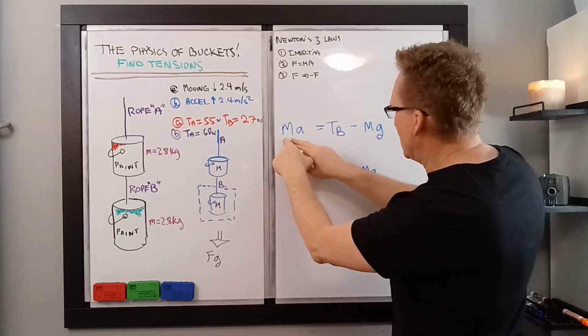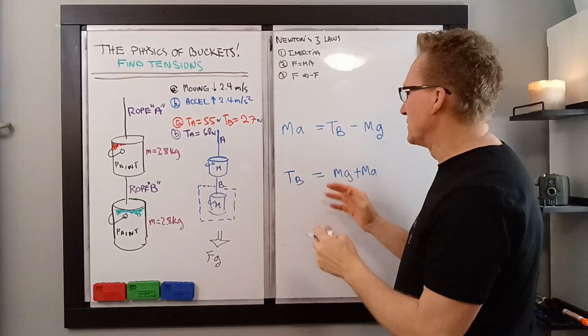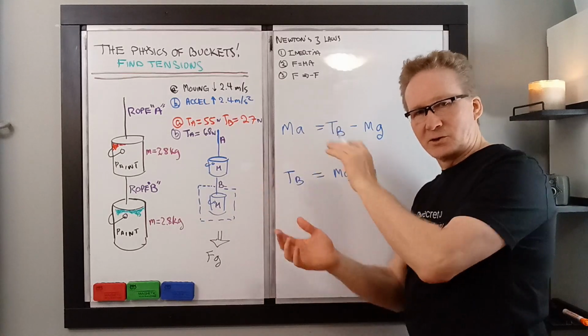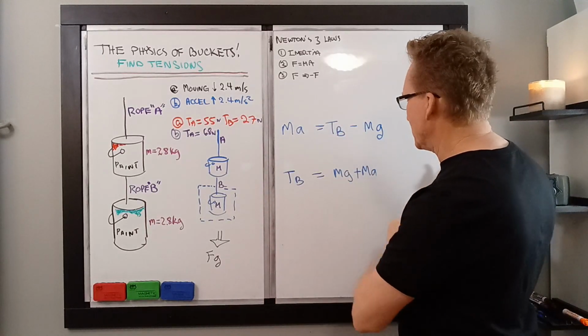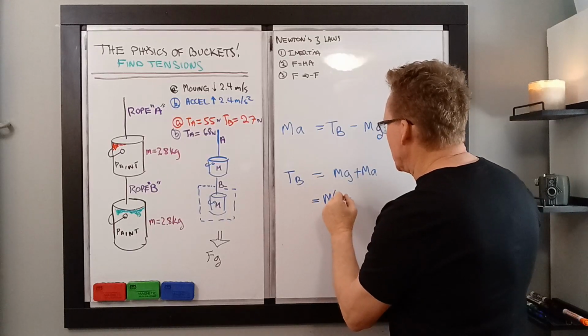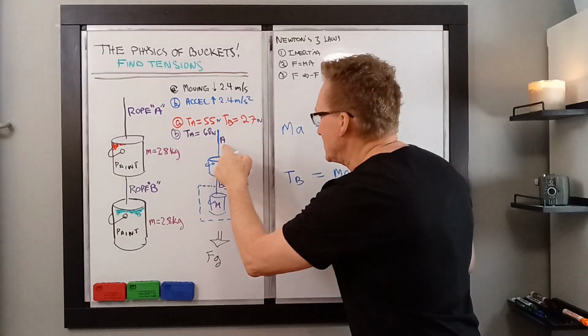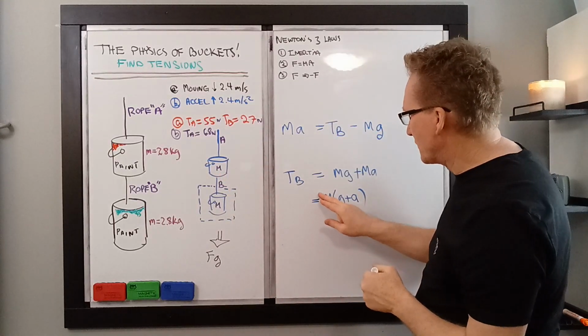Remember, I took this over here. I'm getting mg plus ma equals TB. Then I just switch the whole side. The equal side is like a seesaw. You can go to either side of the seesaw and it's still equal. Now, of course, we can take an m out of this. We get g plus a. Now, if you remember from before, this is identical to the tension up here, only here we had a 2 in front of it.